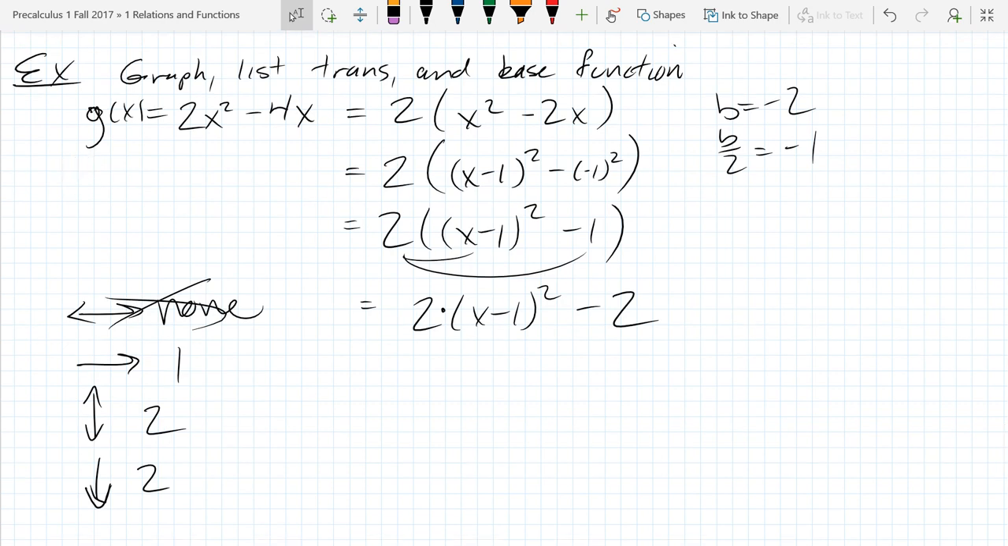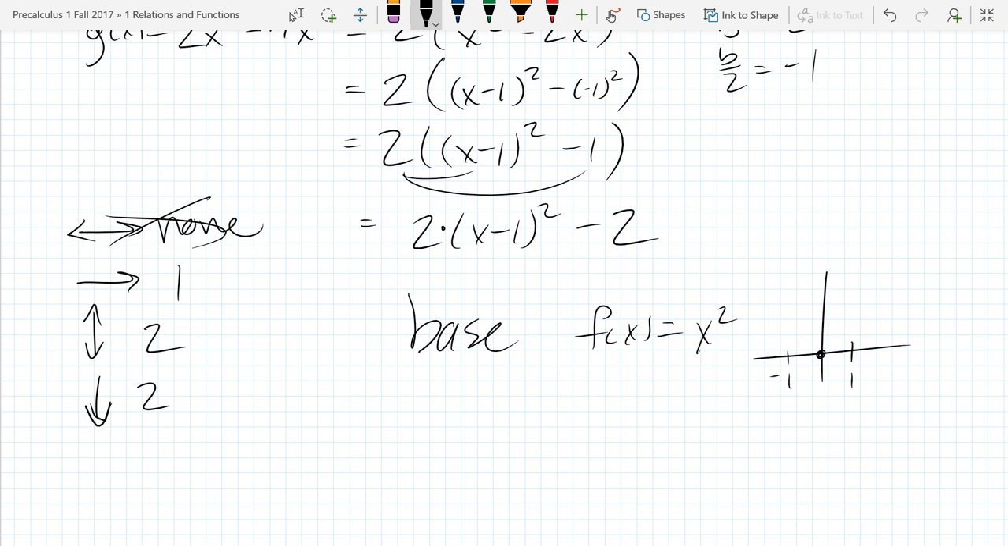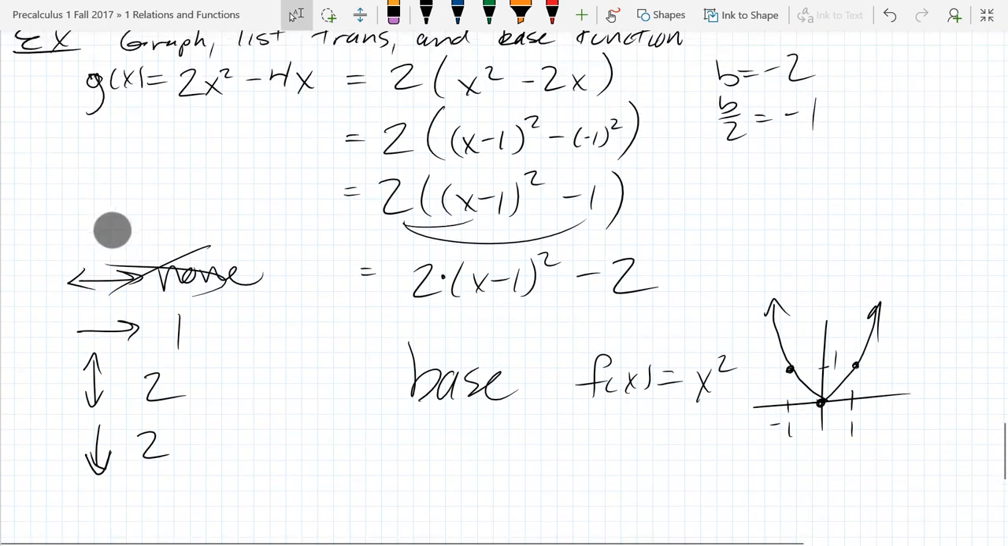So our original function, what is the original function? If you cover up the minus 2, the other 2, and the other minus 1, you've got x squared. So you can use your fingers to cover these up, because I know you can't erase so easily. So just cover up all the transformations, and you've got the base function. So our base is x squared. Easy to graph. Three points to pay attention to. So there's our parabola.